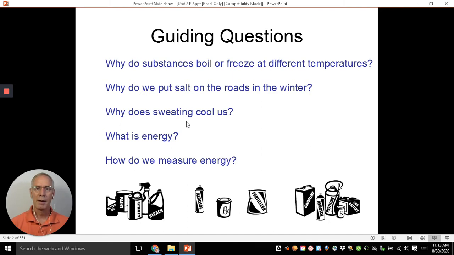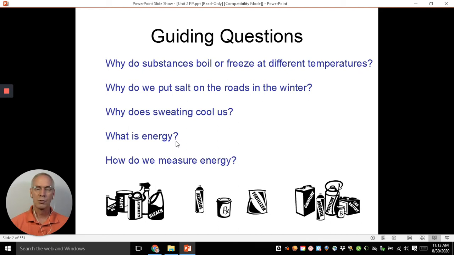We might talk about how the process of sweating will cool us, and if we become very dehydrated and we can no longer sweat, we might get heat stroke. So again, I'm trying to make these real life, relevant examples, not just have you memorize a bunch of facts. We'll talk about what is energy, the ability to do work.